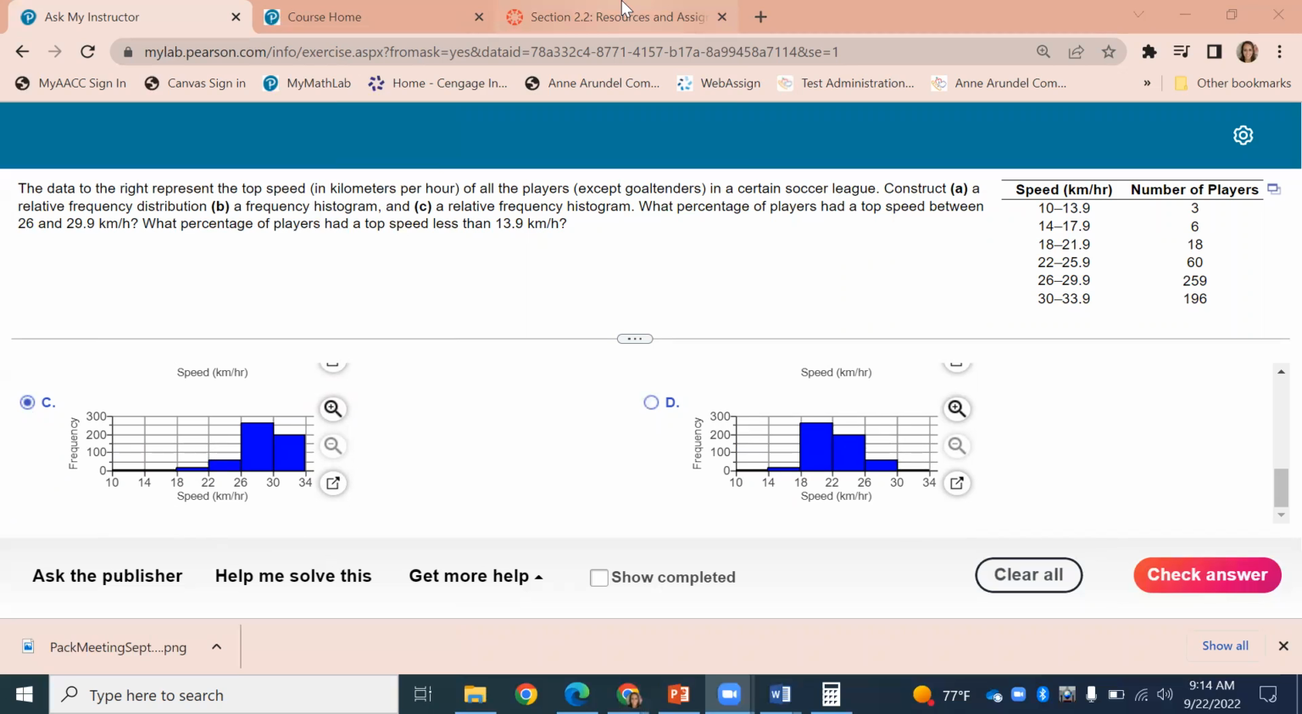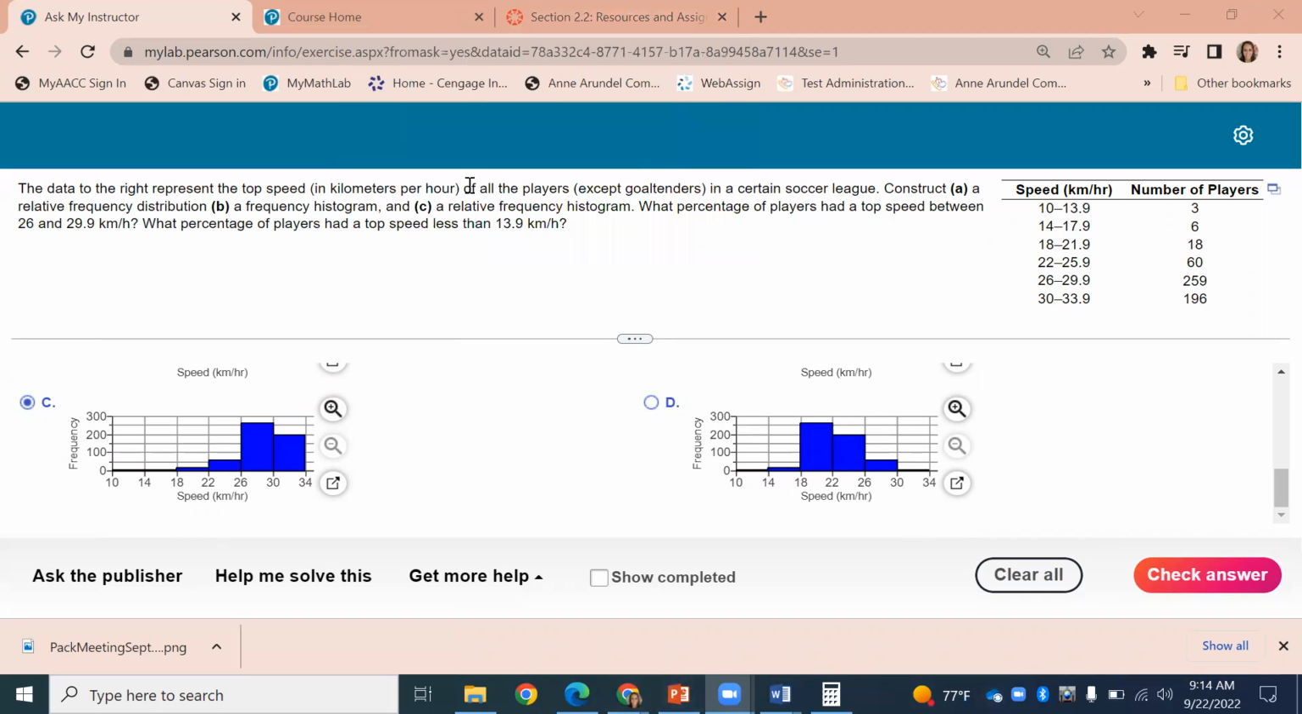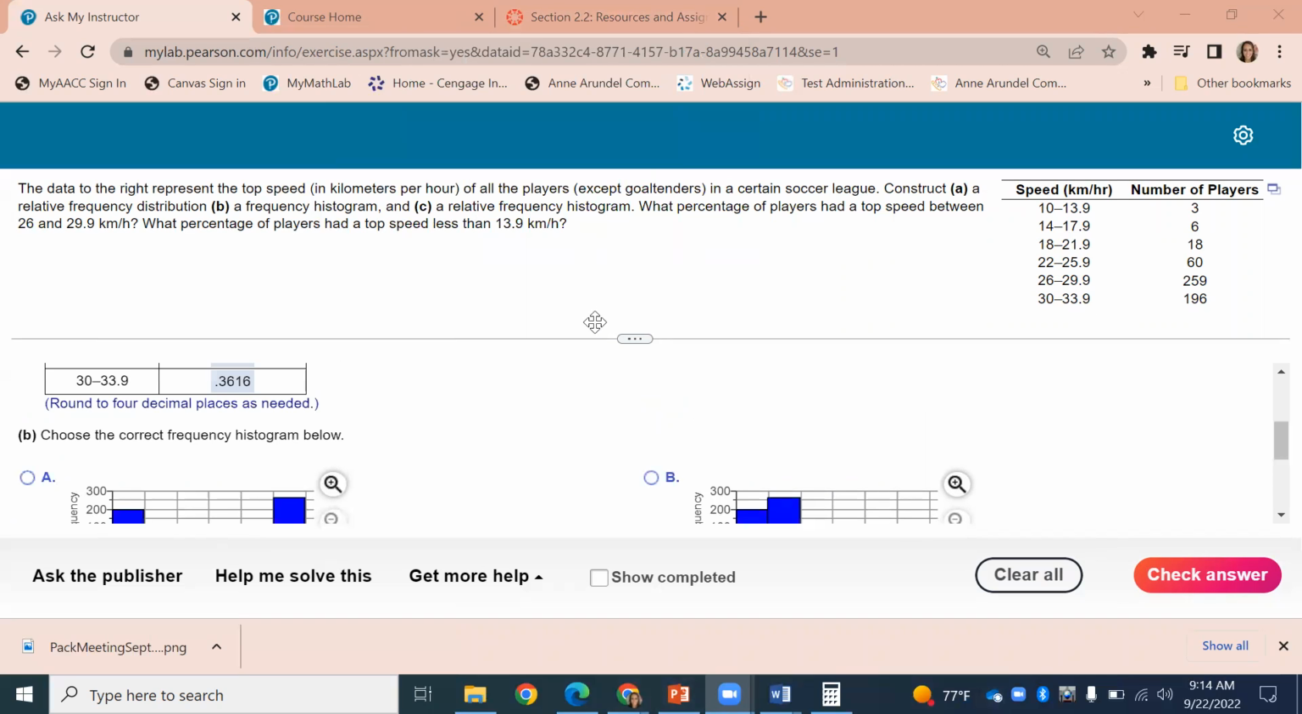However, you could also make a histogram out of this data in StatCrunch and actually match it up that way as well. So let me go ahead and show you how you can do that.